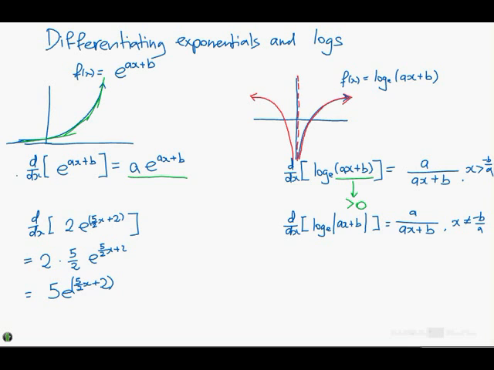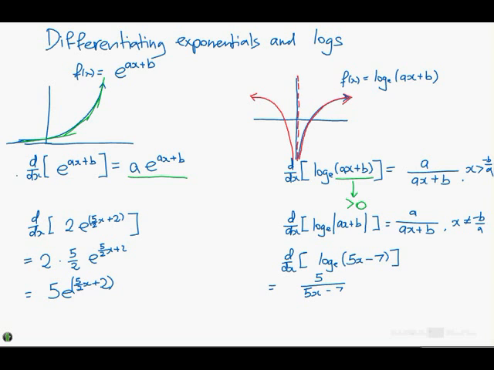Okay, onto the log side. Let's give this a go. Let's find the derivative of log to the base e of 5x minus 7. This is simple. Again, just look at the formula. In this case, a is 5, b is negative 7. And so that's simply going to be 5 over 5x minus 7.